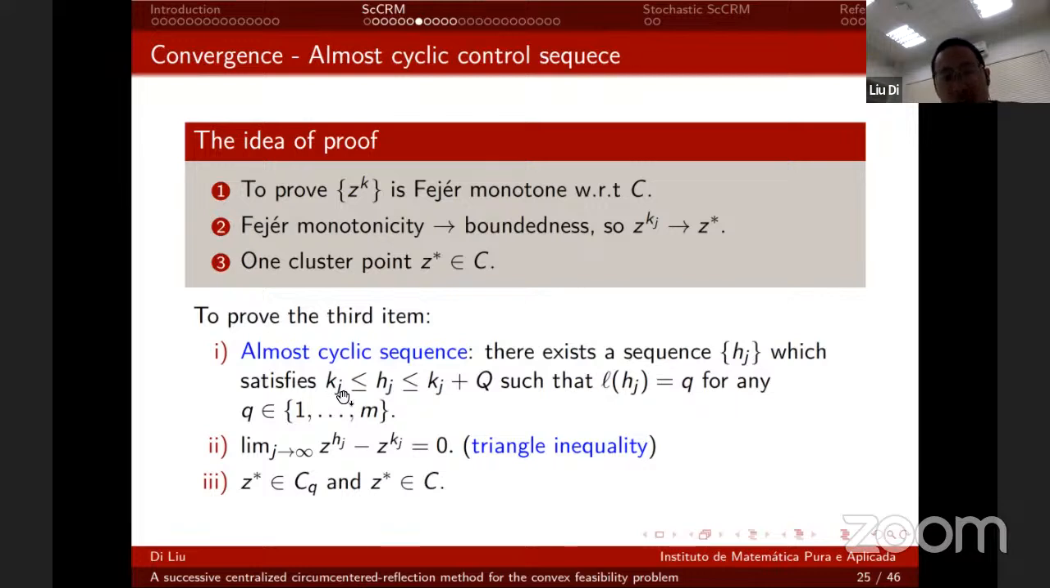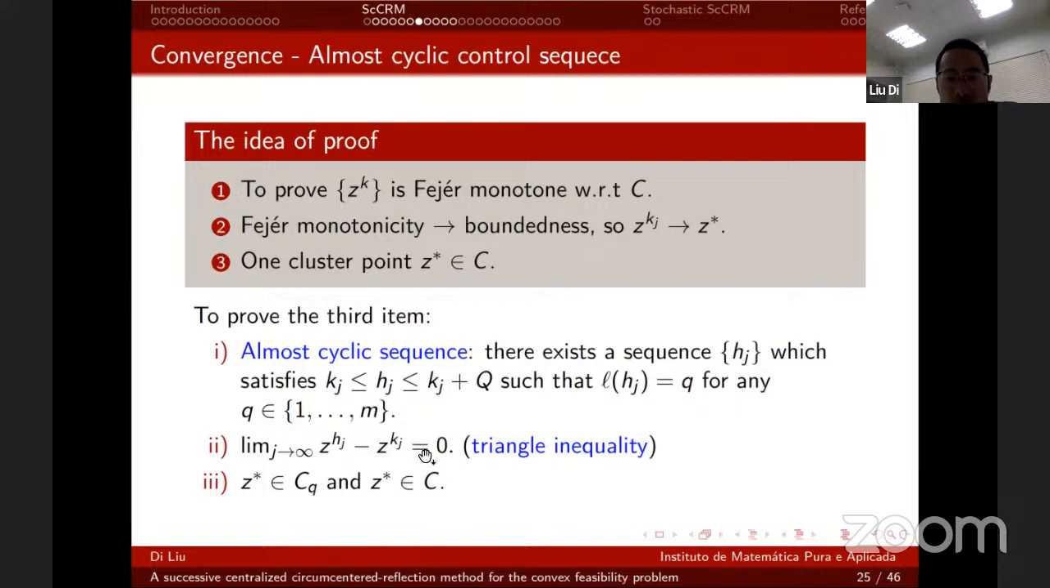Because of the definition of almost cyclic control sequence, we can always assume that there is another sequence k_j less than h_j and less than k_j plus Q, where Q is the number related with almost cyclic, such that l(h_j) equals Q. Q is any number from 1 to m. And then by the triangle inequality, we can prove that when j approaches infinity, z_{h_j} minus z_{k_j} equals 0.